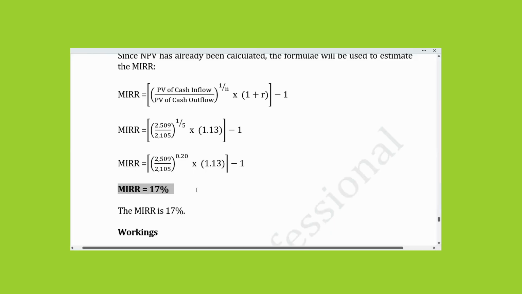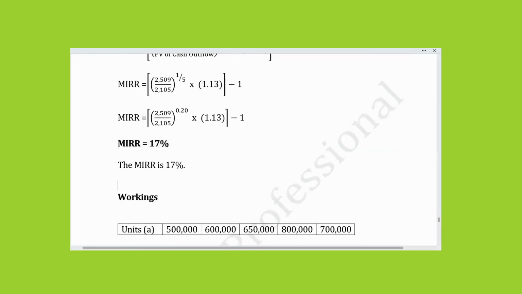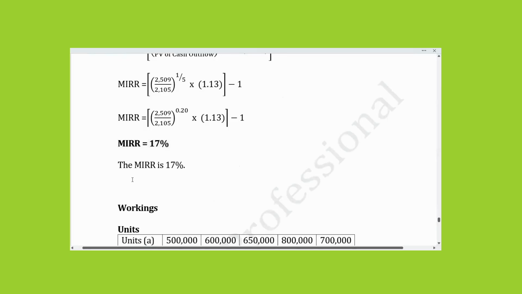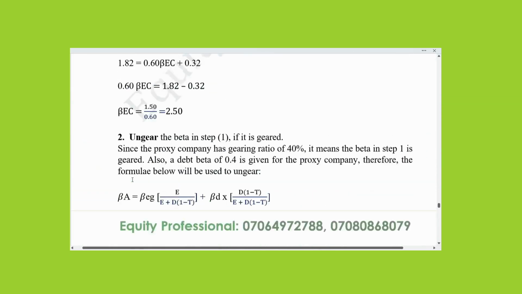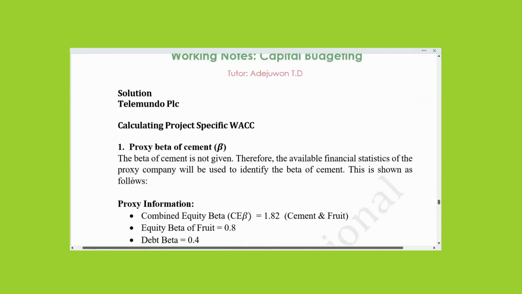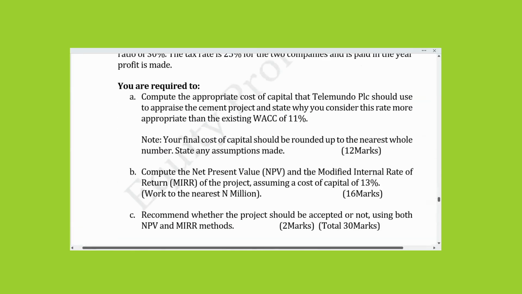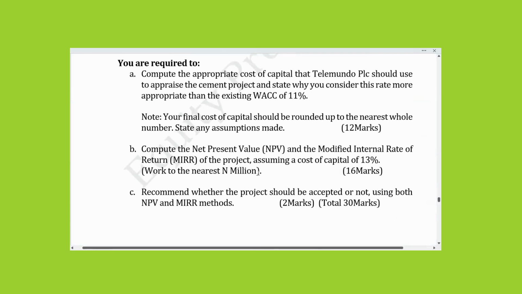Now, you cannot earn the entire 16 marks if you don't state your assumptions. In the question, in number B requirements, the examiner is asking you to compute NPV and then modified internal rate of return. You can see here, the examiner did not tell you to state your assumptions. But you can never earn the entire 16 marks if you don't state your assumptions, because there are some cash flows in the question that you ignore. Why did you ignore them? You have to state your assumption.